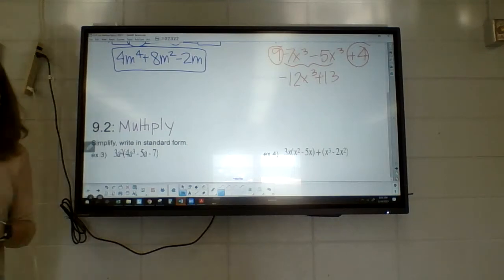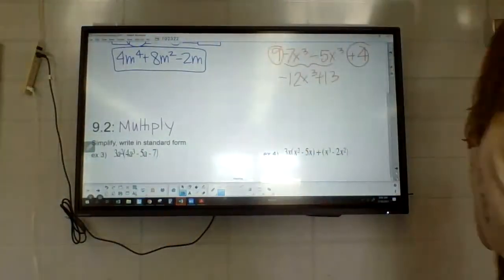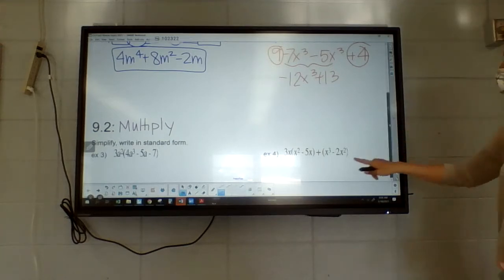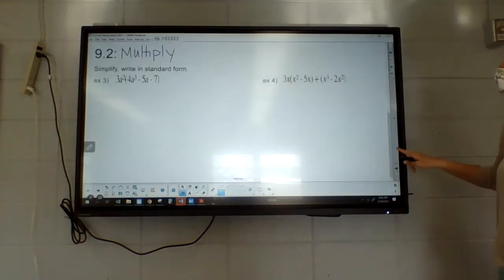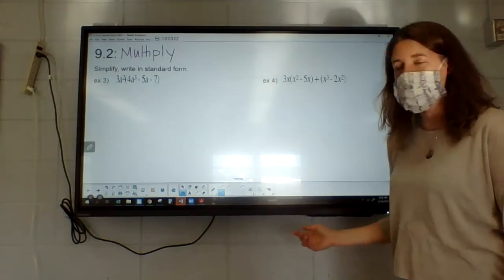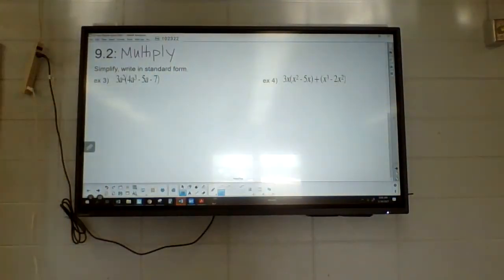So again, the directions aren't going to say multiply, it's just going to say simplify, right, in standard form. So take a minute to try these two if you can. So we're distributing in this case, and then combining like terms if possible.